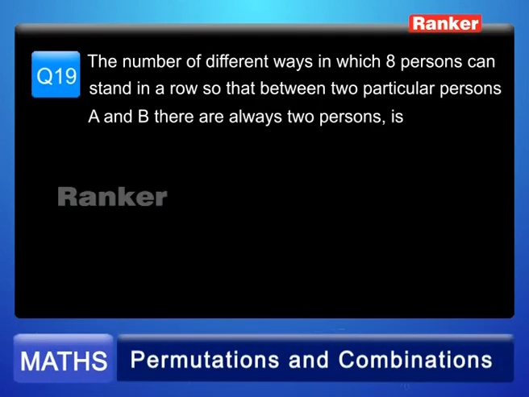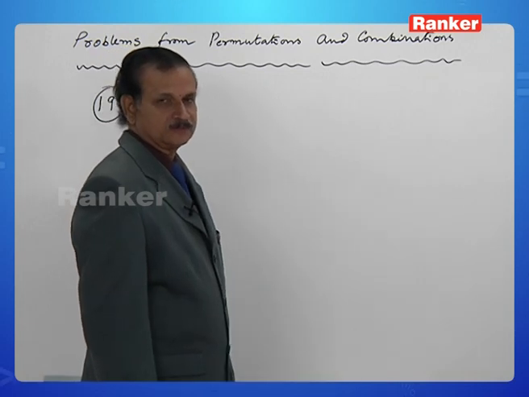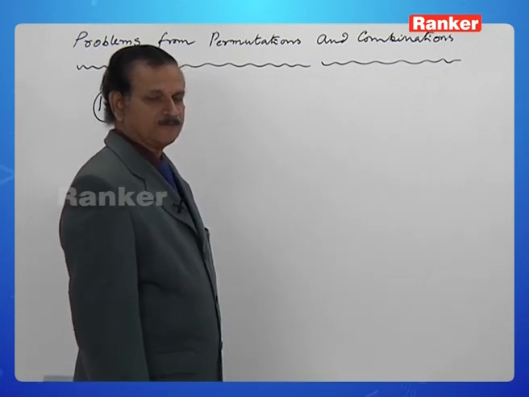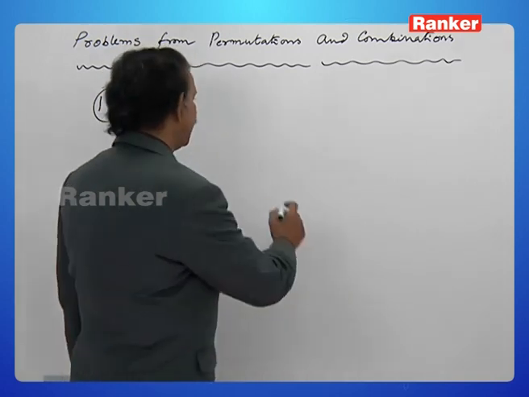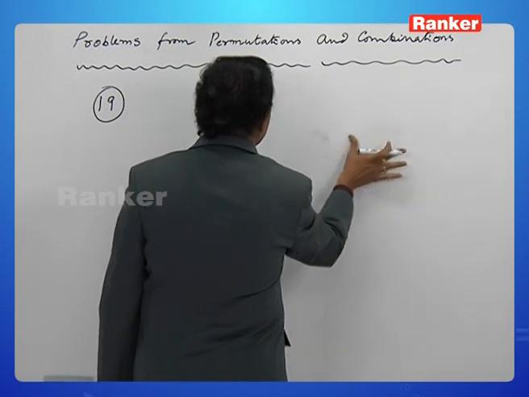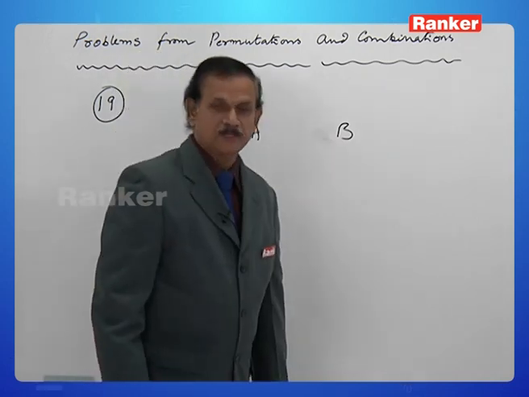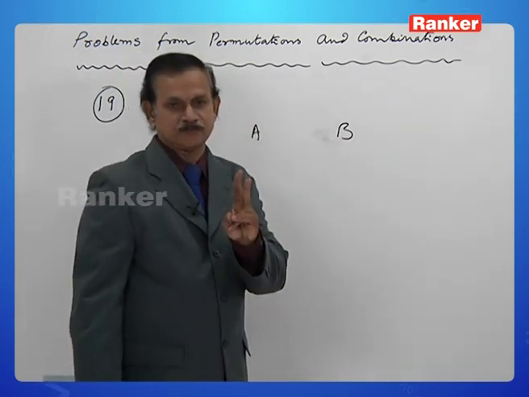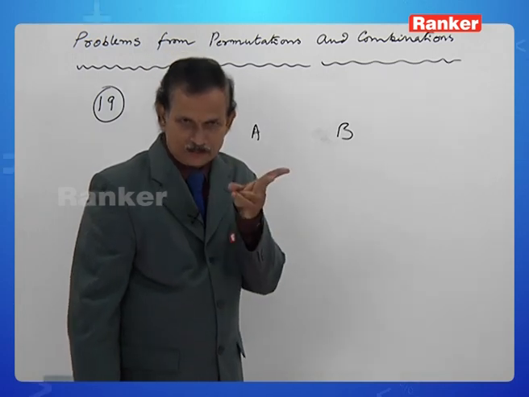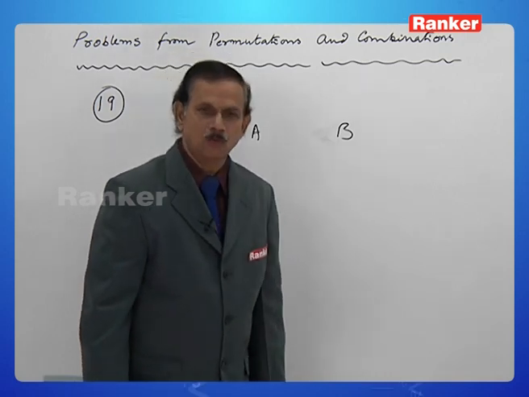That is question number 19. The number of different ways in which 8 persons can stand in a row, so that between two particular persons A and B, there are always 2 persons. There are 8 persons in total. Out of those 8, 2 particular persons are there. Between these 2 particular persons, there must be 2 persons. There are always 2 persons between A and B. How many ways you can arrange all those 8 persons in a row?